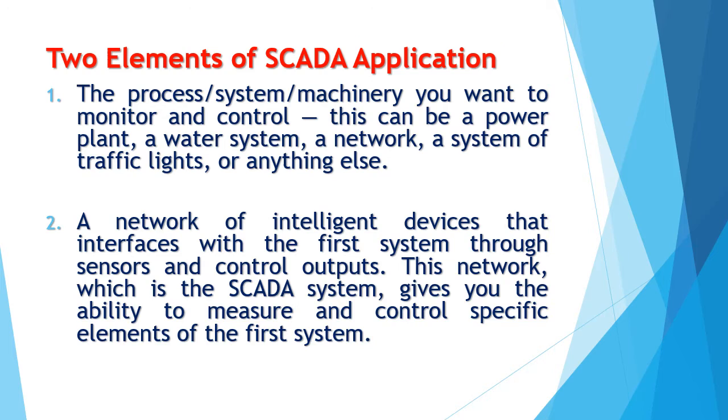There are two elements of every SCADA application. First is the process, system, or machinery that you want to control and monitor. This can be a power plant, a water system, a network, a system of traffic lights, or anything else. The second element is a network of intelligent devices that interfaces with the first system through sensors and control outputs. This network, which is the SCADA system, gives you the ability to measure and control specific elements of the first system.